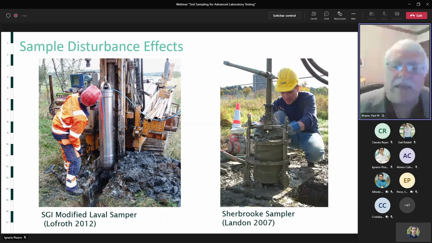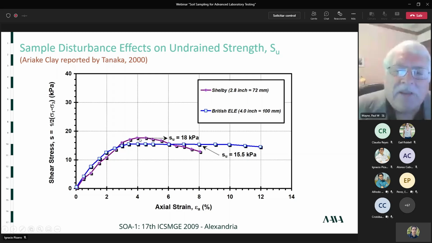So on the right, we have a Sherbrooke sampler. Those are quite large, probably the largest, and so more complicated, but give probably the best results. And then a modified NGI type sampler on the left. Okay, next. So here we go.